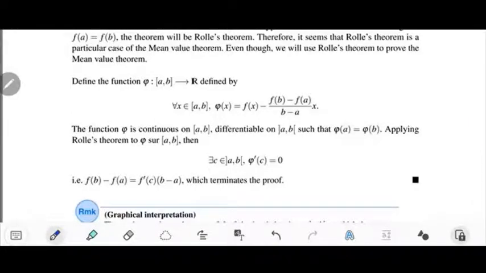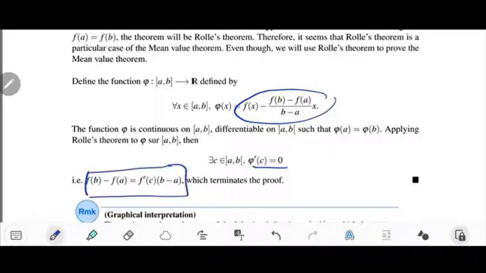And we notice also, if you try to replace x by a and by b, you will notice that phi of a is equal to phi of b. So the hypotheses of Rolle's theorem are valid here. Therefore, using Rolle's theorem, there exists C such that phi prime of C is equal to 0. So if you calculate phi prime of C and you set it equal to 0, you will have the result of the mean value theorem. So try to do it at home. It's very interesting. So we used Rolle's theorem to prove the mean value theorem.